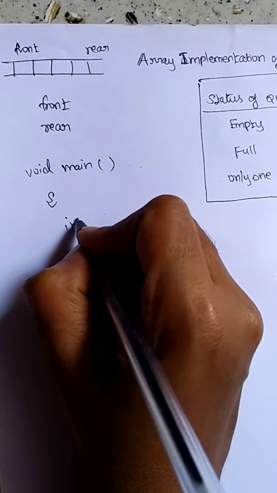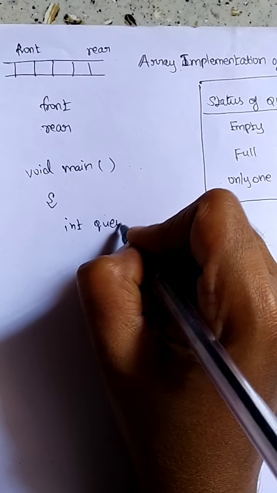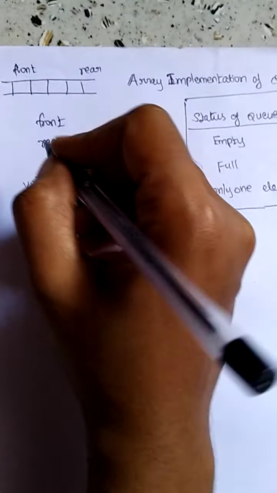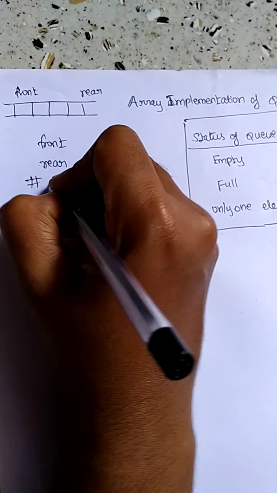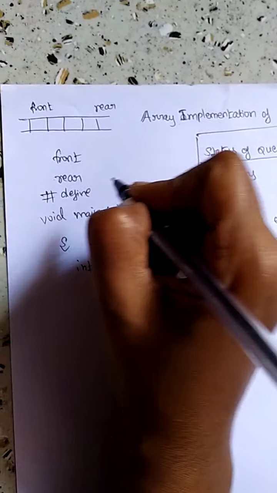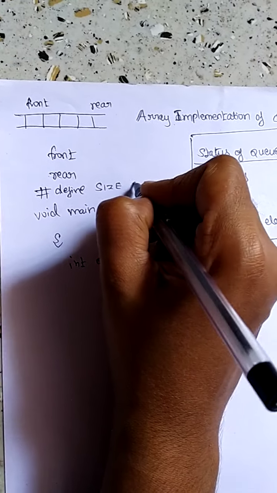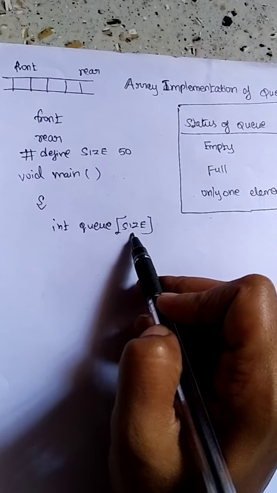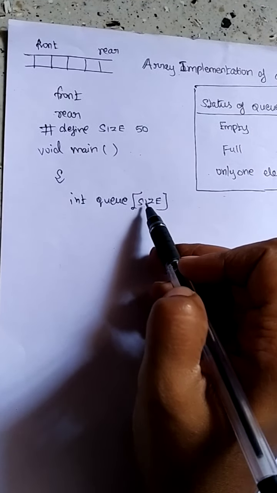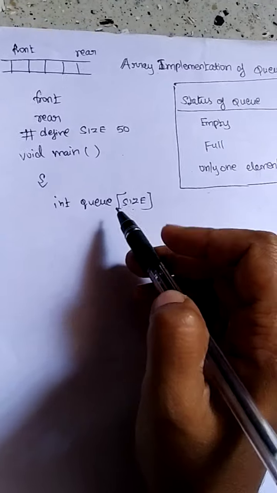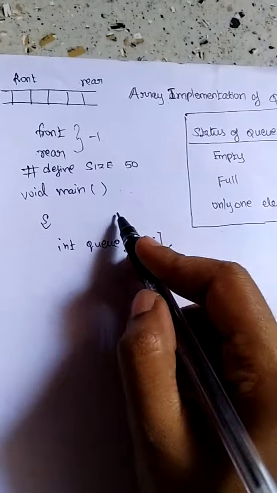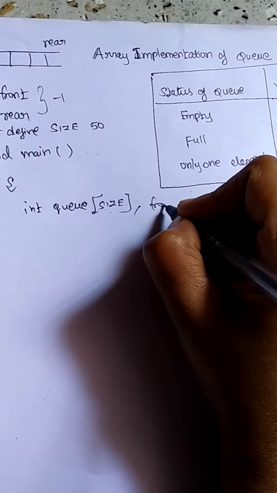Here declare the array. Since we are going to implement the queue using an array, I'll declare the size using a macro: #define SIZE 50. So I'm declaring the size value as 50. In a queue of 50, I can store 50 items, at positions 0 to 49. Now we have to set the front and rear values to minus 1.